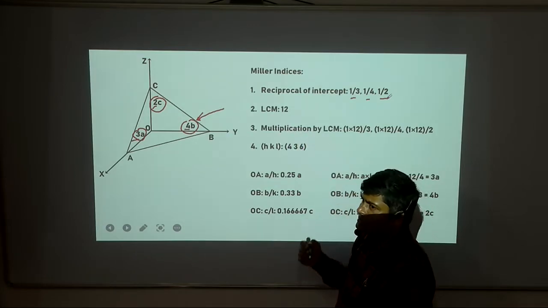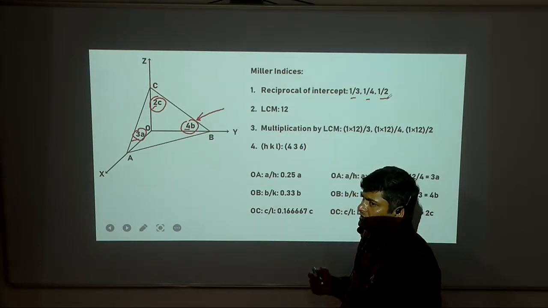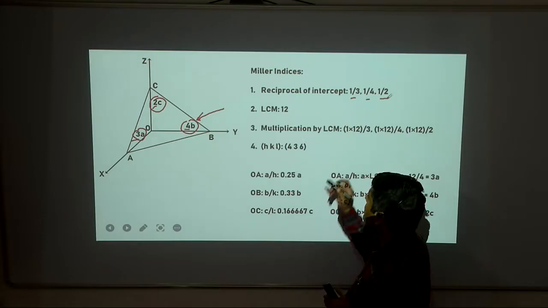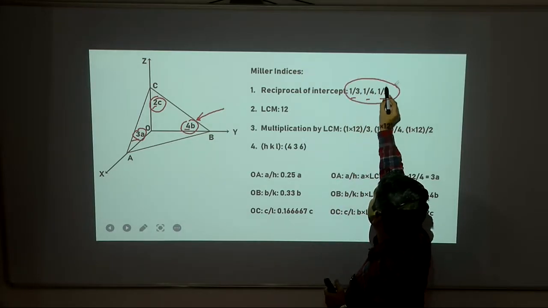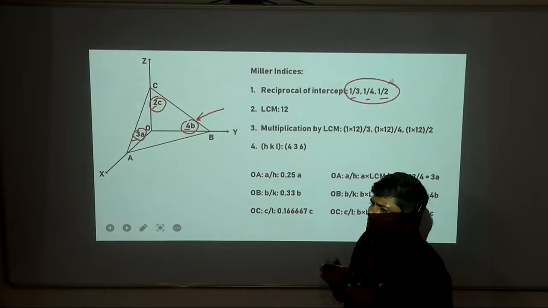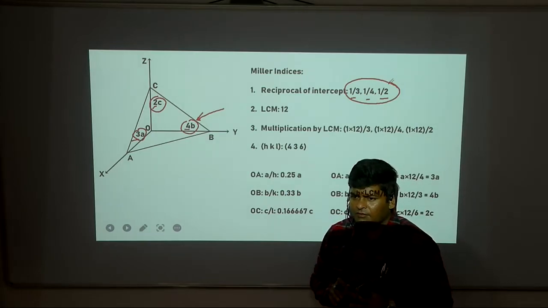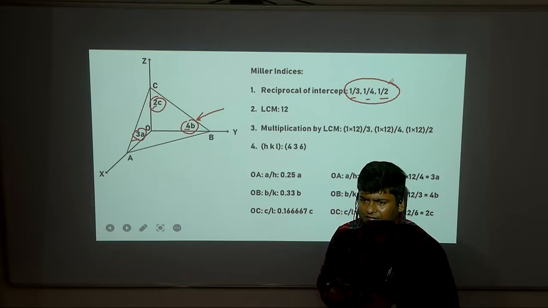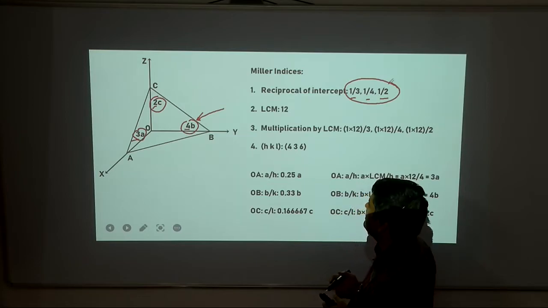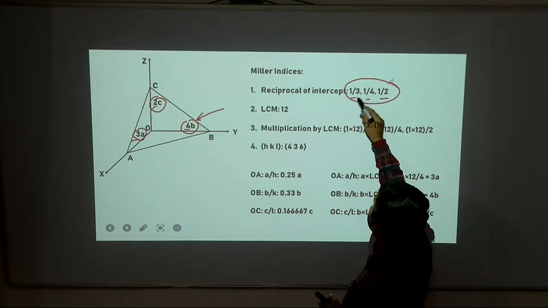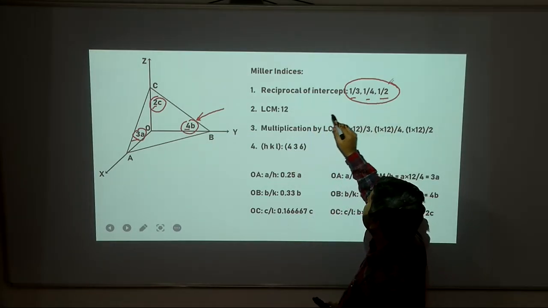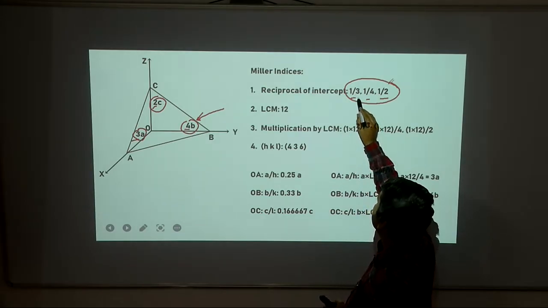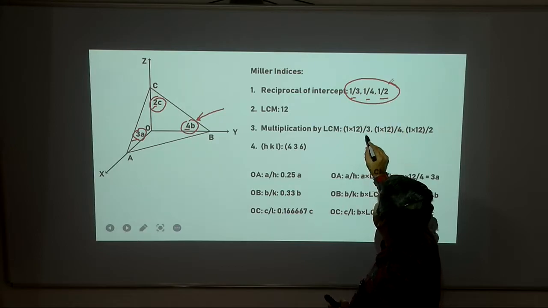So for the second step, in order to find the Miller indices, we have to find the least common multiplier of these reciprocals. A least common multiplier is the number which, if we multiply it to the reciprocals or the fractions, converts them into integer numbers. For these reciprocals, the least common multiplier is nothing but 12. So if we multiply 12 by each reciprocal, we will get integers.